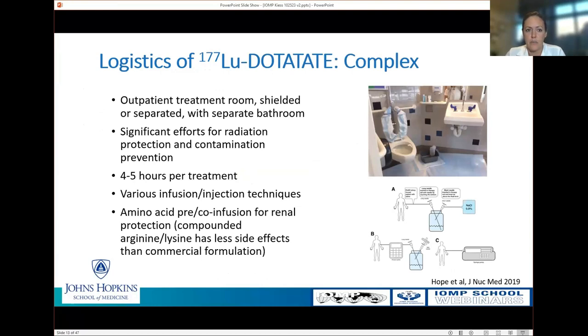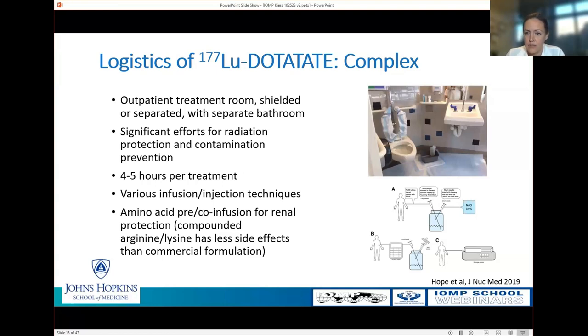It's also given in an outpatient treatment room, but is typically shielded or separated physically from other clinic rooms with a separate bathroom. And there are significant efforts for radiation protection and contamination prevention, specifically related to urine control, as it's mostly eliminated through the urine. In addition, for renal protection, an amino acid co-infusion is given along with the therapy, and the total infusion time is therefore 4 to 5 hours per treatment.